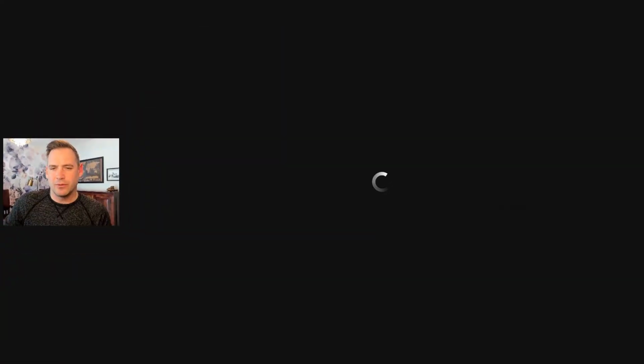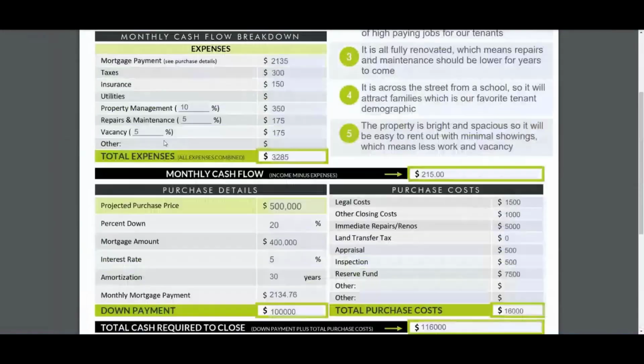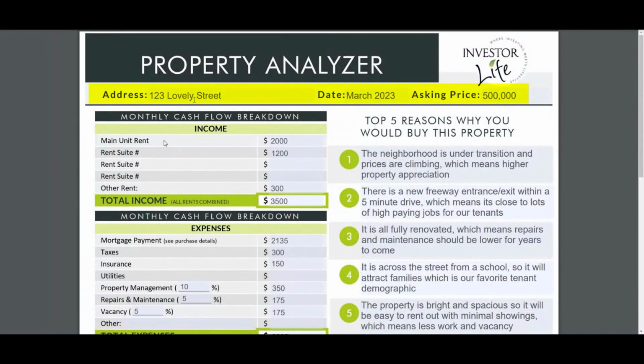So let's get started. I'm going to share my screen with you, and we are going to go through each of the sections of this Property Analyzer form in detail, just to make sure that you understand why it's important that we cover these bases. So here we go. We always start at the top of the form, so make sure you fill out the address.